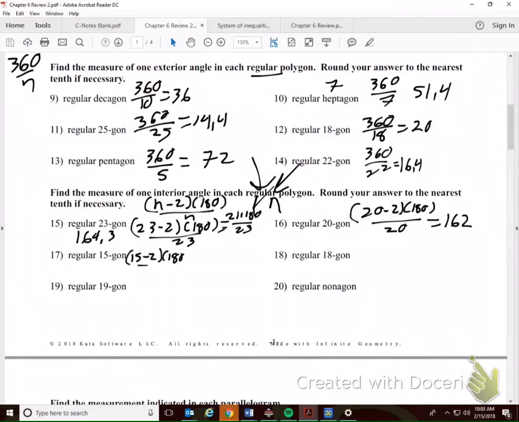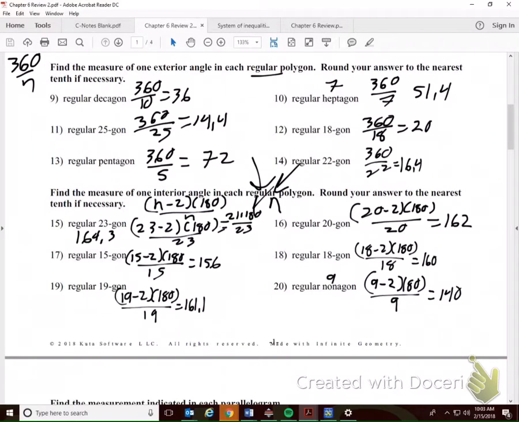15 minus 2 times 180 over 15. That's 13 times 180 over 15, or 156. 18 minus 2, you get the picture. So those are the remaining answers: 18, 160; 19, 161.1; and 20, 140. If you got something different, please come see me before the test.